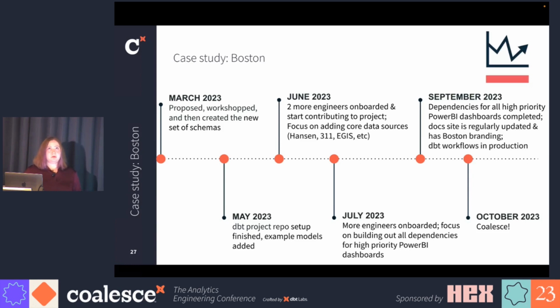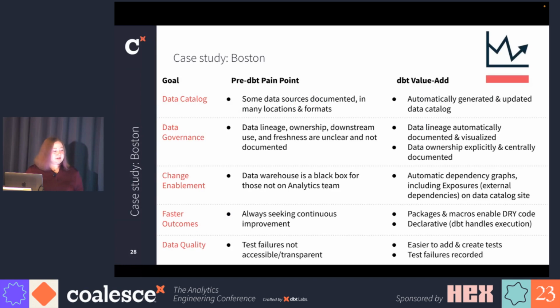We've got about 200 models at this point that are mostly transitioned over, some new ones. And our engineering team is onboarded, and it's just been a really great transition with a lot of surprise synergies. And so our engineering team has three major goals where DBT helped to solve some pain points.